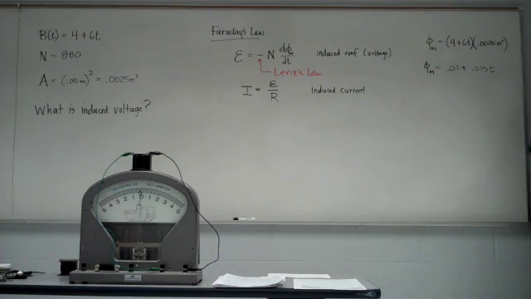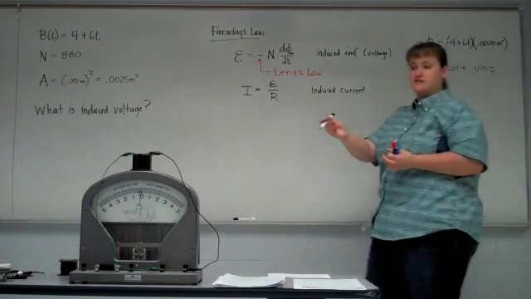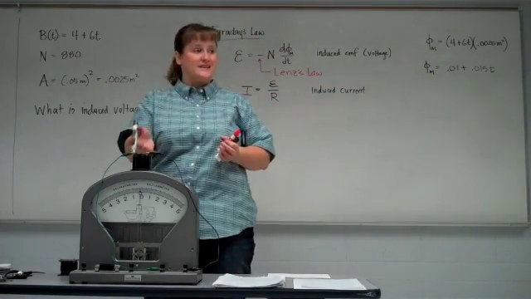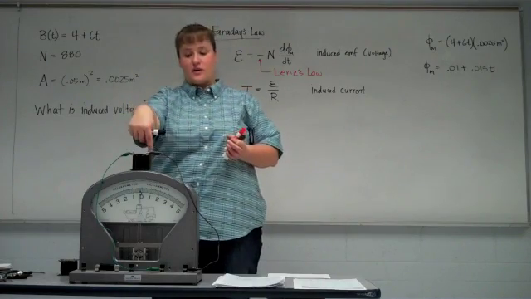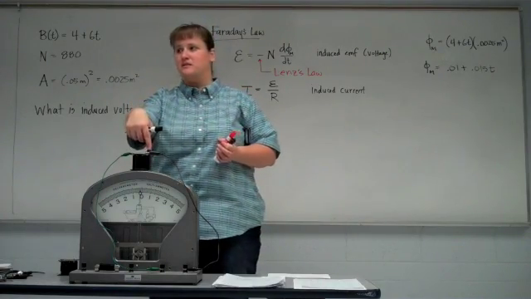So our flux is changing with time. It's getting bigger and bigger as time goes on, which is why we get an induced voltage. If the flux was constant, we would not be able to get an induced voltage. Right now, there's flux. The magnet's sitting in there. There is flux in that coil, but the flux is not changing, which is why we're not seeing any reading on the meter.